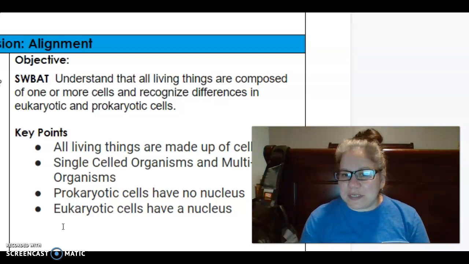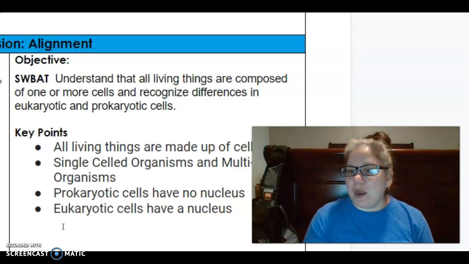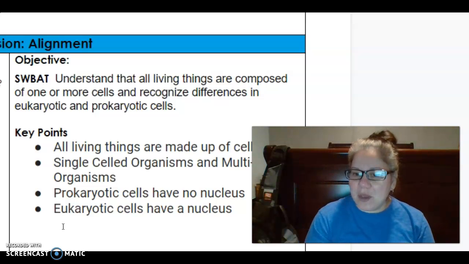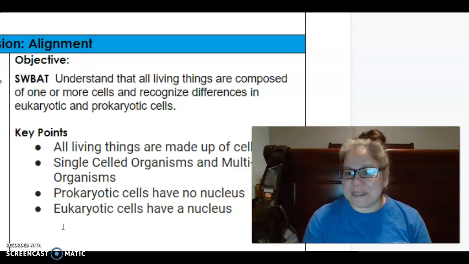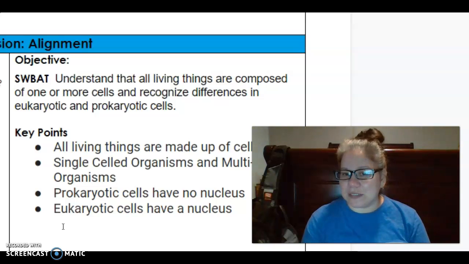So our objective is, of course, understanding that all living things are composed of cells. So we know even our simplest bacteria to our higher order organisms like human beings, we are all composed of cells, but we are composed of different kinds of cells.